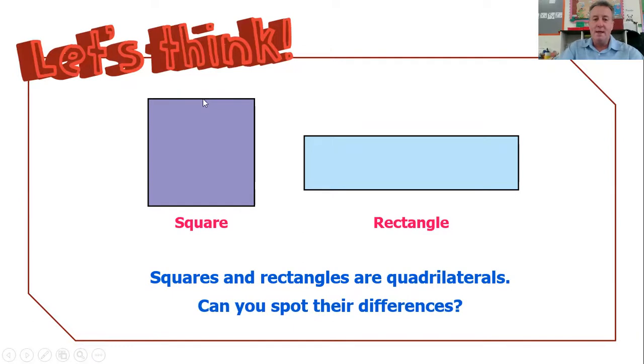Squares have equal sides and rectangles have two long sides and two shorter sides. Or we could say they have two short sides and two longer sides. Long, longer, short, shorter. There are some of our length words, aren't they?